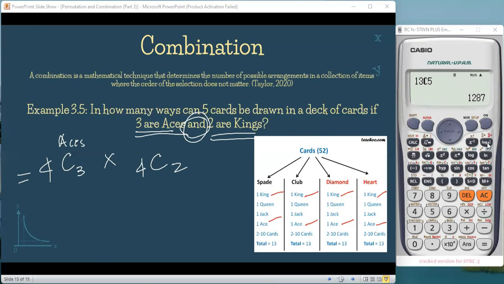So using our calculator, that is the combination of 4 taken 3 at a time for the aces times the combination of 4 taken 2 at a time for the kings. So that will give us 24. So meaning to say the combination daw po of cards, if we need 5 cards, wherein 3 of these 5 are aces and 2 are kings, is 24. So that is our answer.